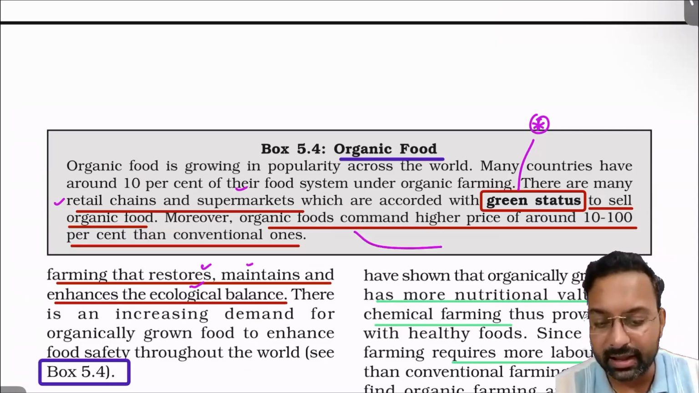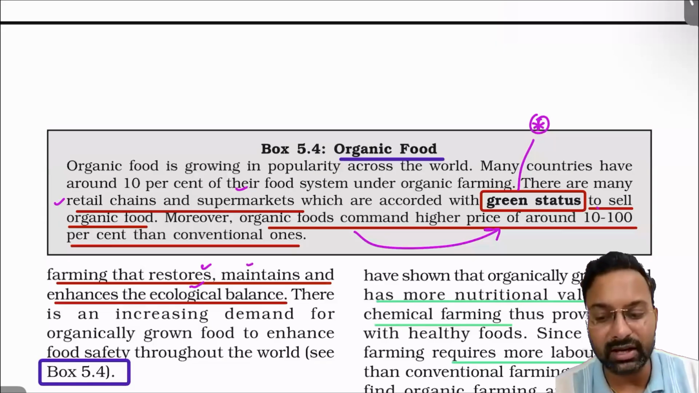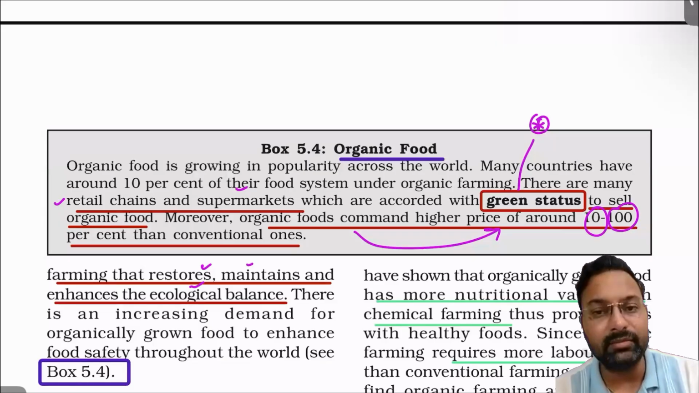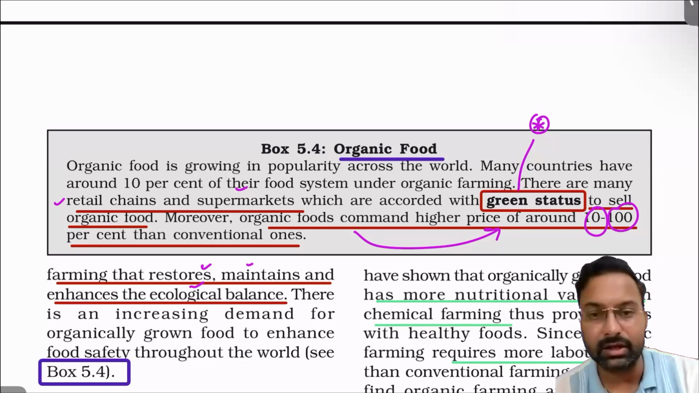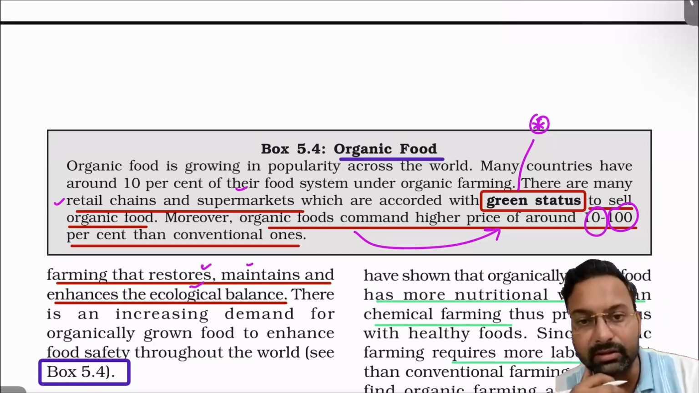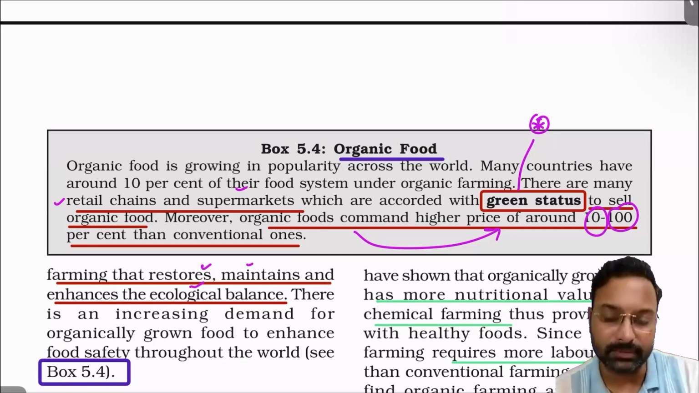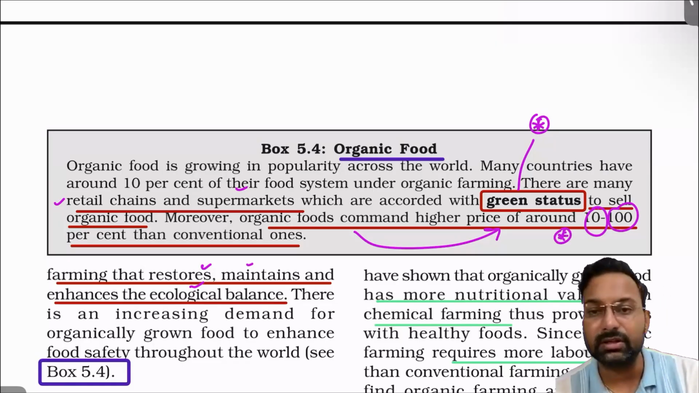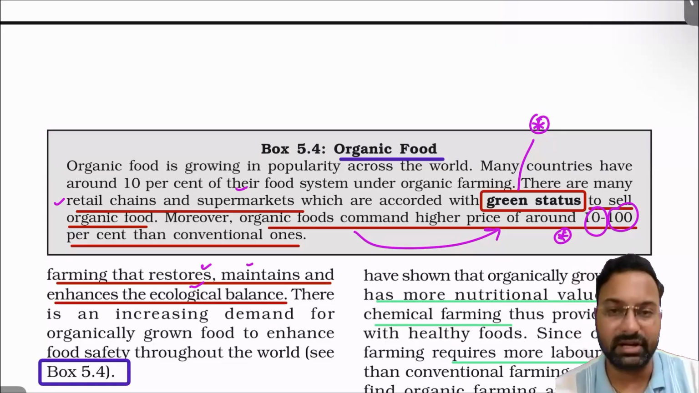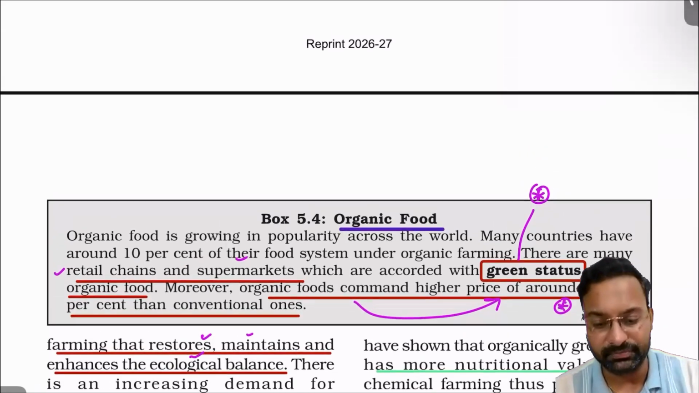And not only this, organic food fetches higher prices also, around 10 to 100% more. So it may be 1.1 times or maybe 2 times the price of chemically produced foods, right? If the farmers are having better opportunities and better income from organic farming, then they should diversify to organic food, right?